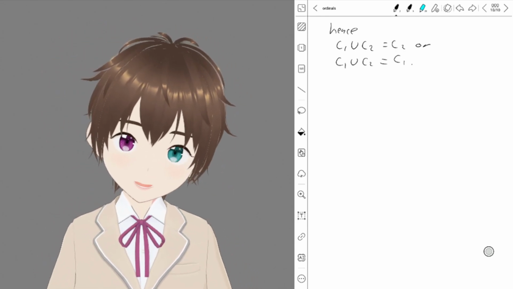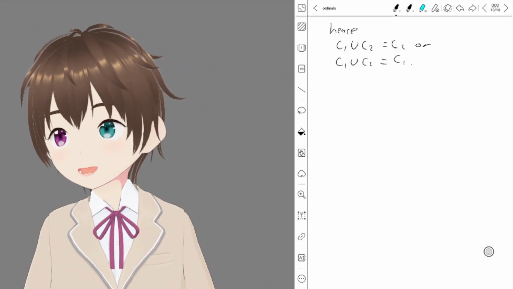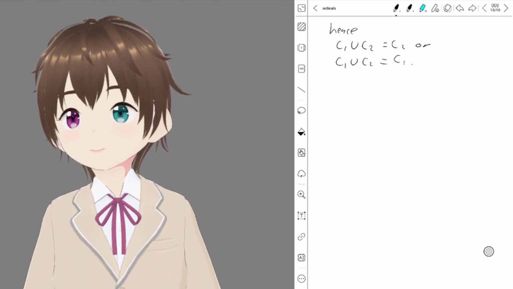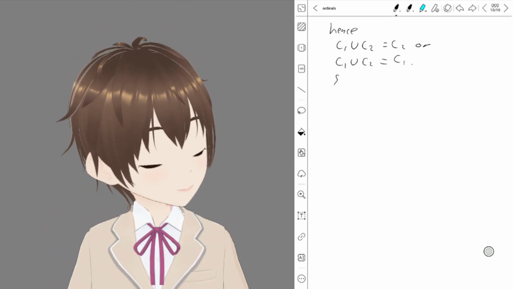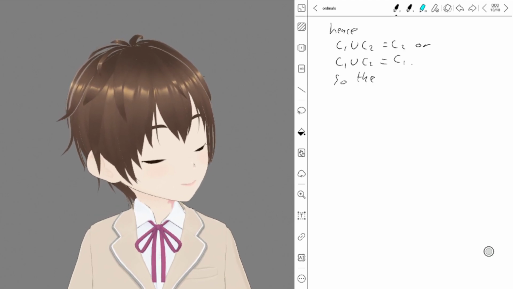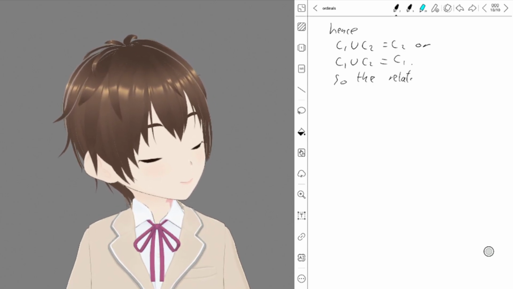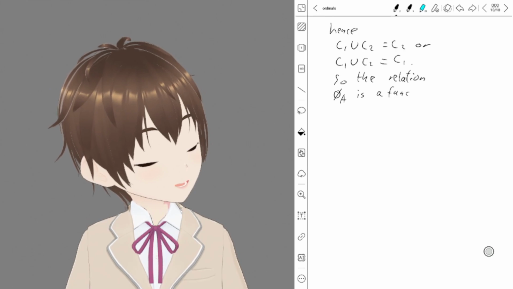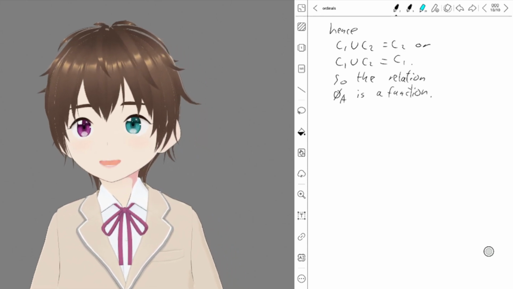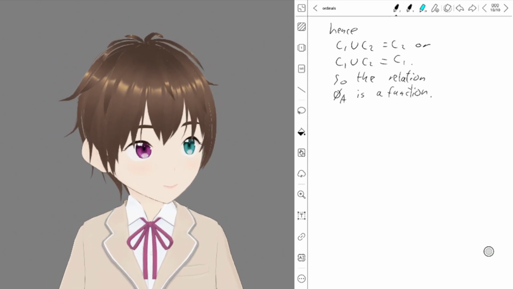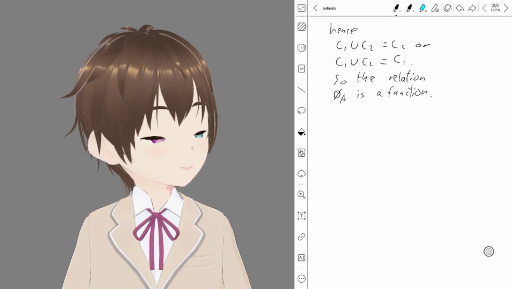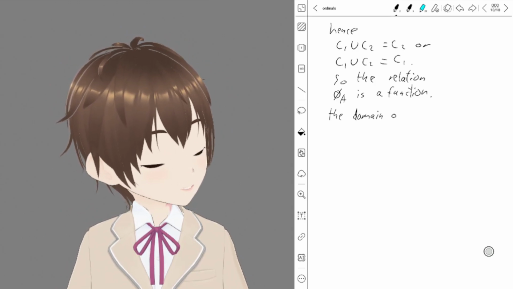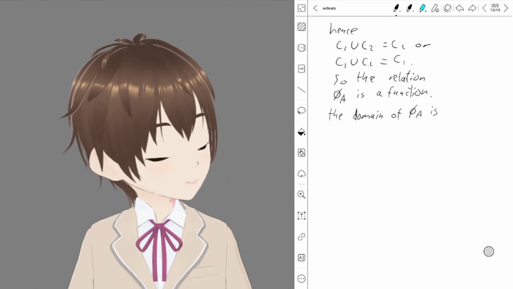Which means now that I have the union of all the choice chain isomorphisms, this gives me a well-defined function. If I have any two things in its domain, one of them comes from a bigger choice chain than the other one, and they agree on these choice chains. So the relation phi A is in fact a function. Okay, now that I know that phi A is a function, its domain is A by definition. The domain of phi A is A.